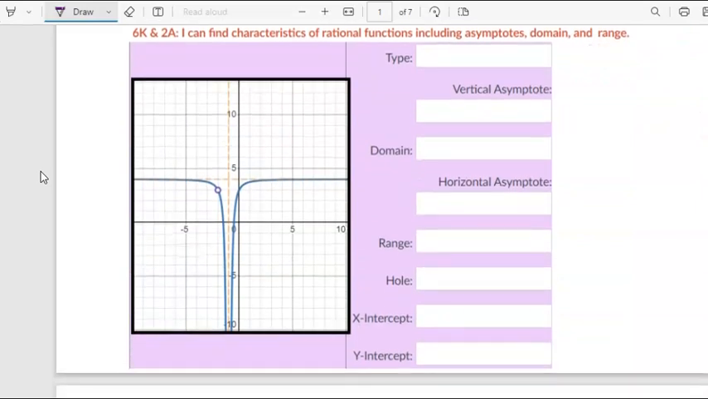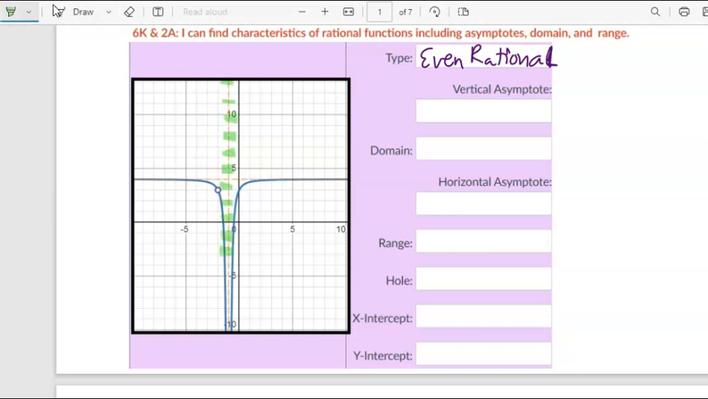Let's look at our even one. So this one is an even rational function. We have a vertical asymptote going down right here, and it is at x equals -1. The domain is going to be all real numbers except x can't equal -1. In interval notation, it would look like this.